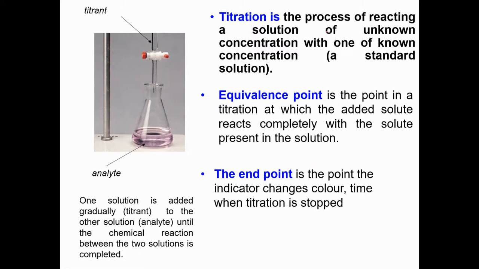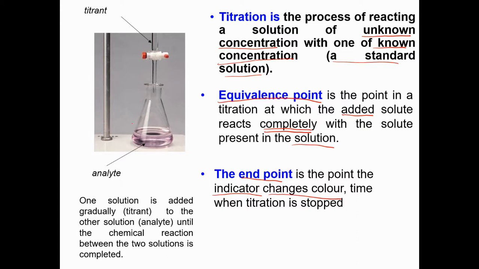Titration is the process of reacting a solution of unknown concentration with one of known concentration, or sometimes we call it a standard solution. Okay, so what is the difference between equivalence point and endpoint? Equivalence point is the point in titration at which the added solute completely reacts with the solute present in the solution. Endpoint is the point where the indicator changes color, the time when titration is stopped.